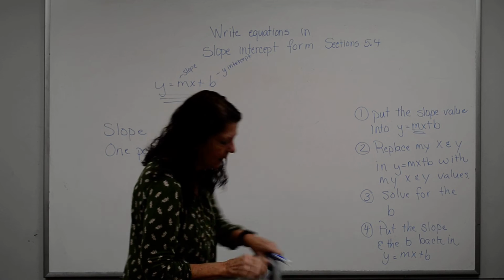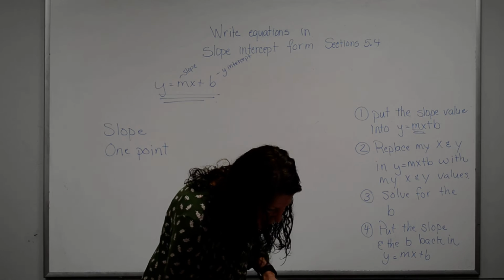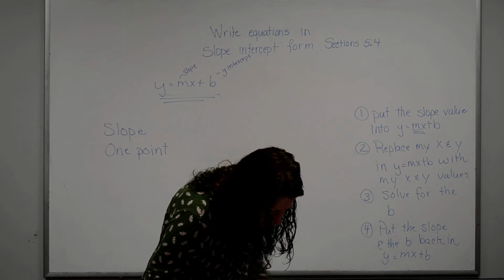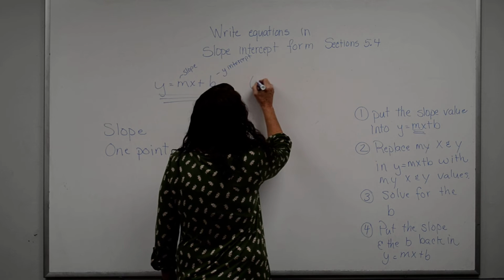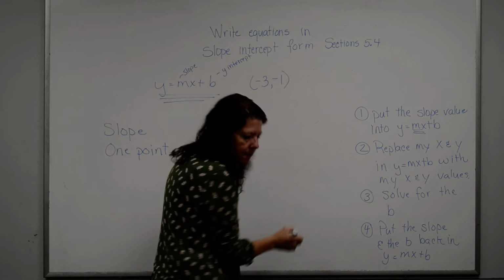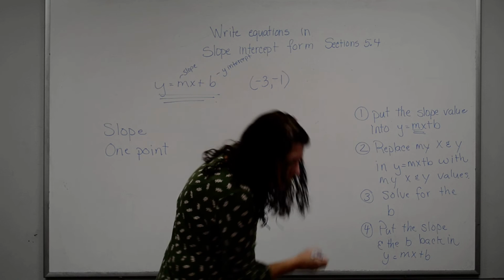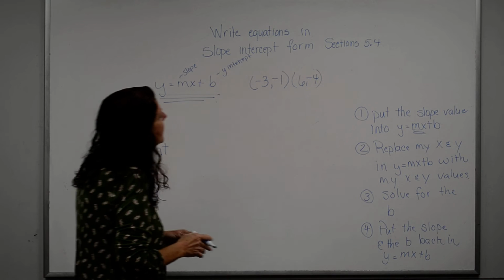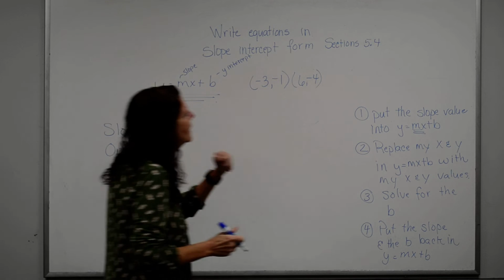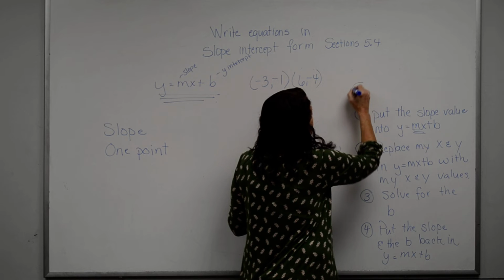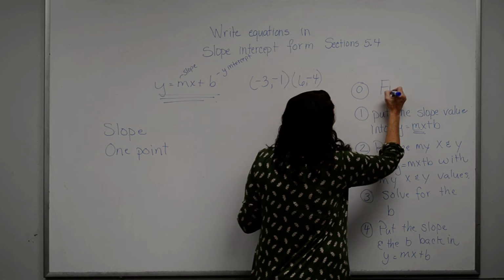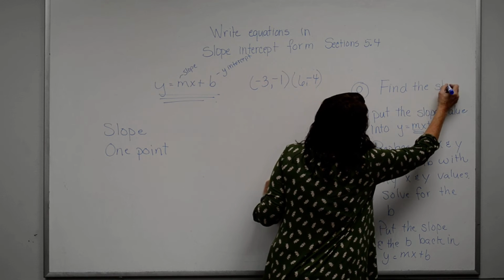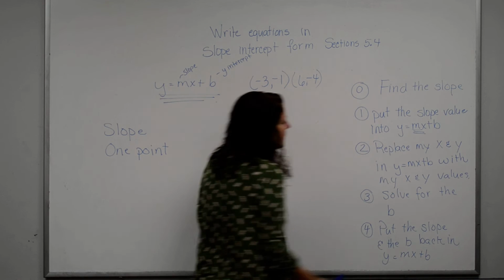They'll give you 2 points that it goes through. So for instance, let's say I want the equation of the line that goes through negative 3, negative 1, and 6, negative 4. Okay? If they give me that, and I don't know the slope, then let's say I have a 0 step, and that 0 step is simply find the slope. Everything else is exactly the same.